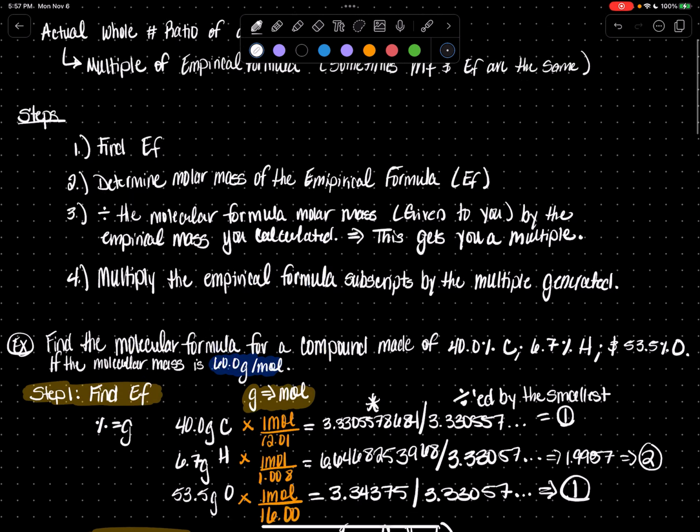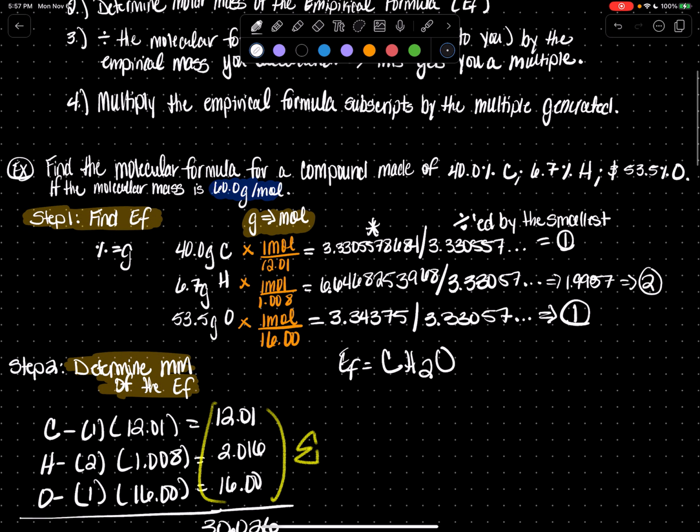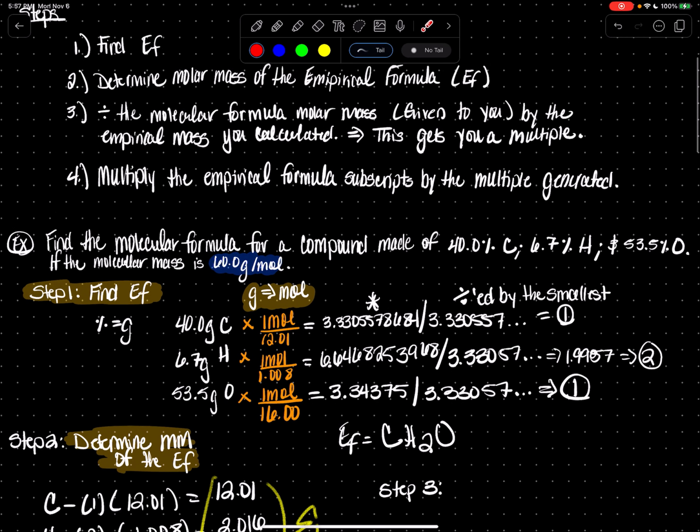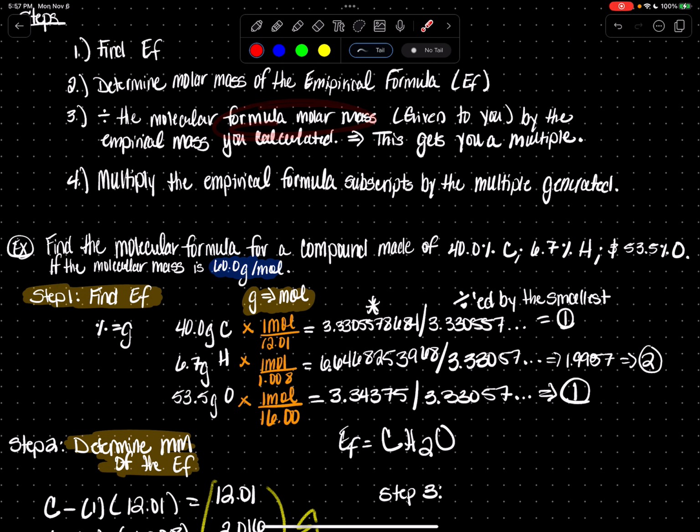I've got my molar mass, so let's move back up to our steps. So step 3, I've got to divide the molecular formula molar mass. This is what I calculate. Divide that molar mass, which you've calculated, by what you're given. Capiche? By what you're given.